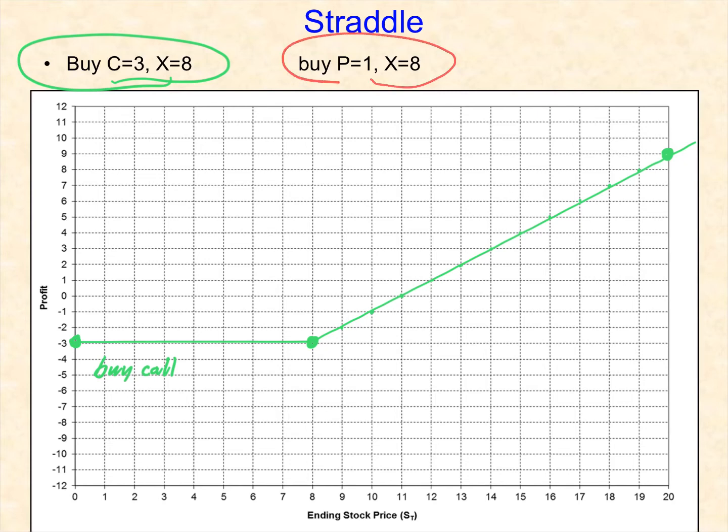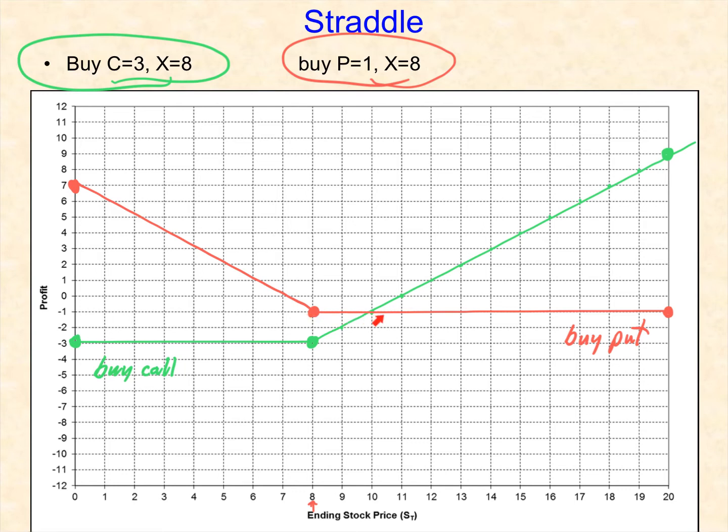Next, we'll draw the profit from the put option. Again, I'll turn off the recording. The put has a premium of 1 and an exercise of 8. So we know we'll pay that $1 premium. We'll come down to -1 and over to the exercise price of 8. And there's our first point.